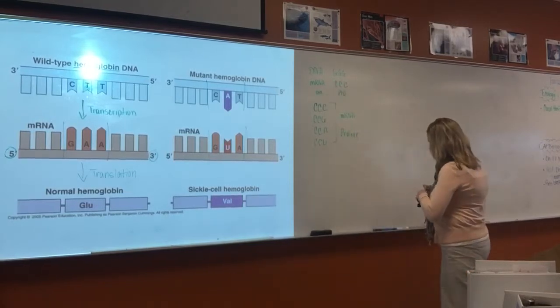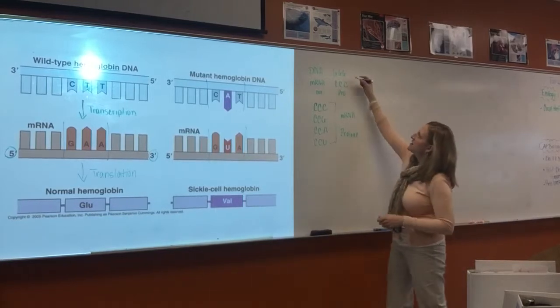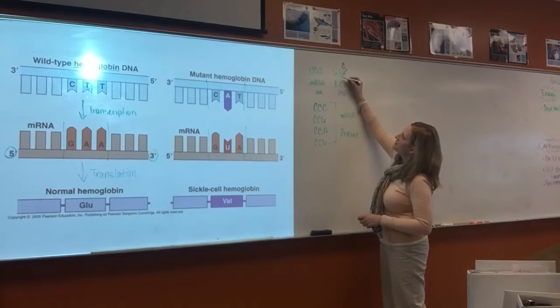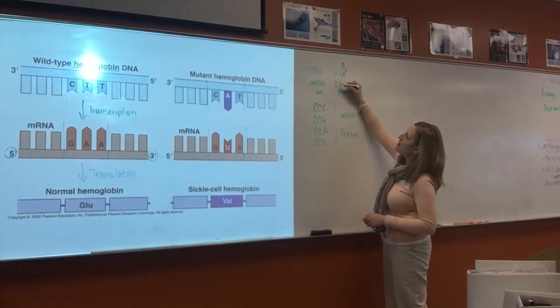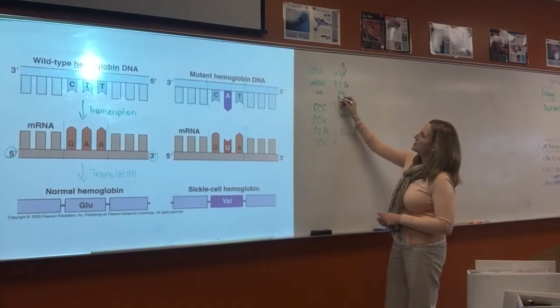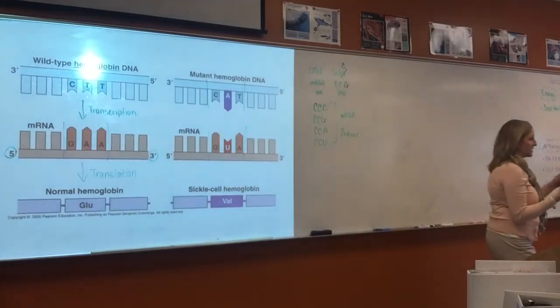And so what would happen is if I mutated this, if the DNA mutated and this G is now a C, that's going to then change the codon in the mRNA to CCG, but CCG is still proline and it doesn't change my amino acid.